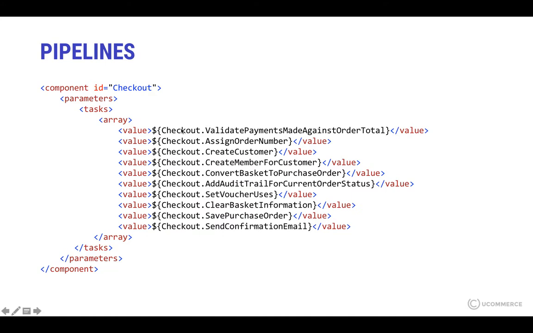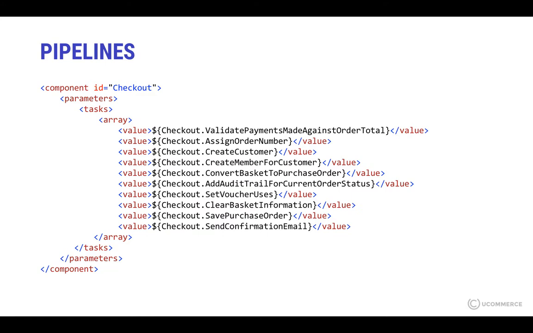So first, we validate that there are some payments made against the order total so that the basket is actually covered by payments. We assign an order number to that basket. We create a customer, we create a member in the CMS for that particular customer, and here we convert the basket into a purchase order. We add audit trails and a bunch of other things, ultimately sending out that confirmation email that you've probably seen a bunch of times.